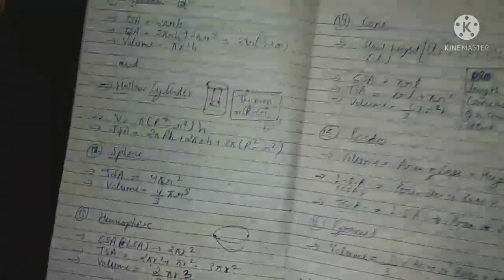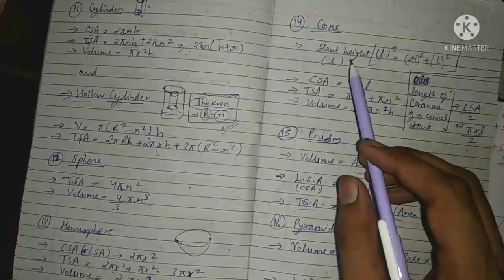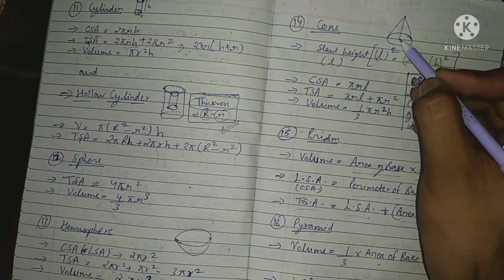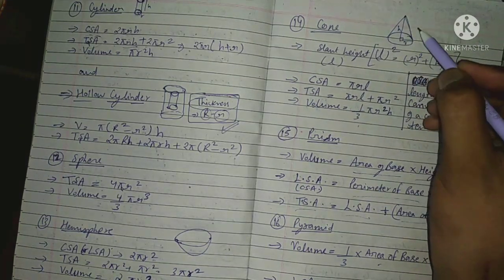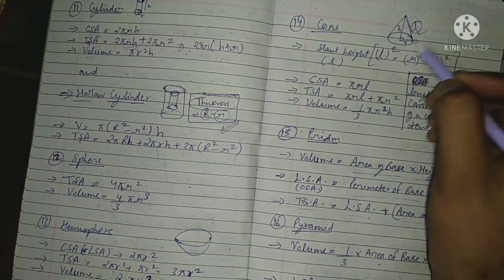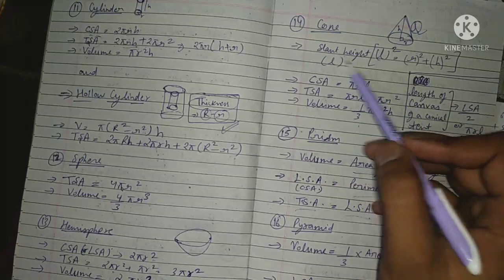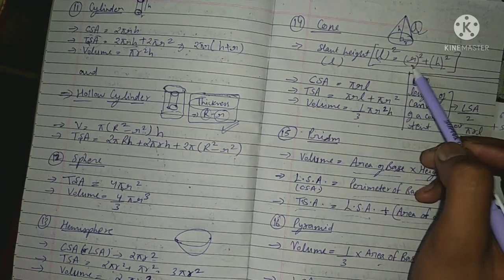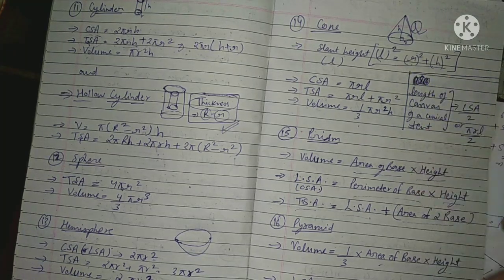Okay, so last one is cone. In cone there is a slant height. You have seen a cone like this. Here this angle is 90, this is height, this is radius, and this part is small l, and small l is slant height. So there is a formula of small l, according to Pythagoras: l square is equal to r square plus h square. Radius square plus height square is equal to slant height square.